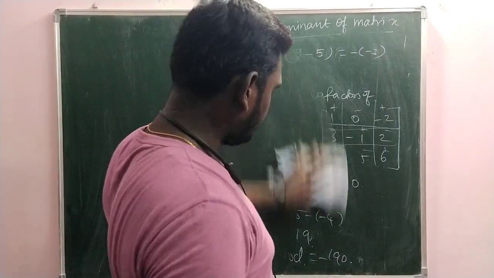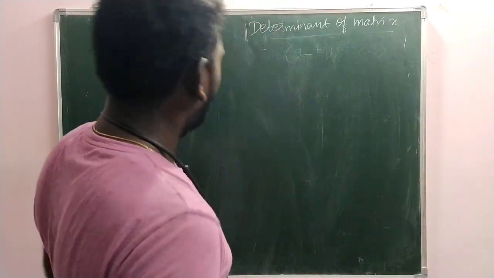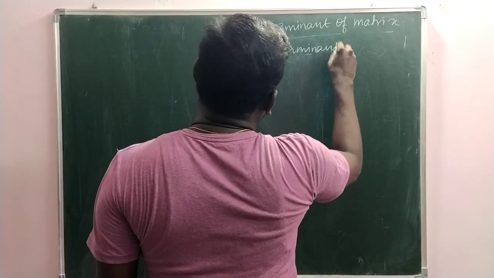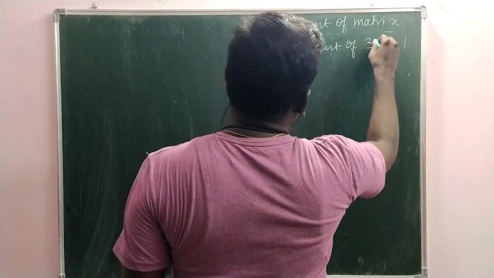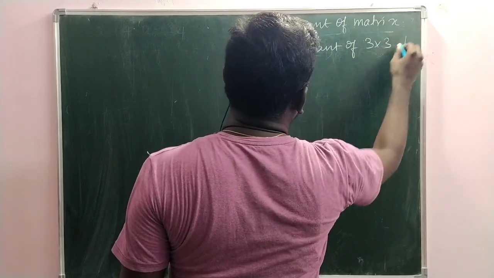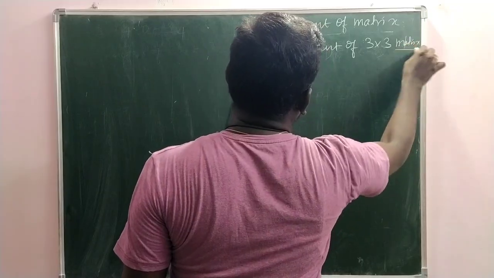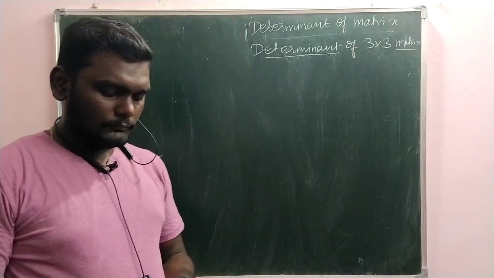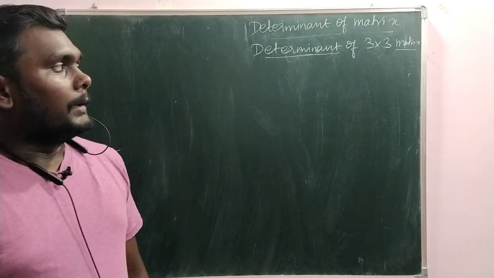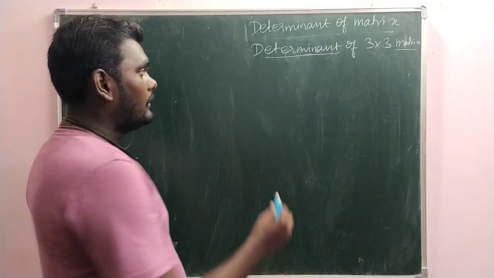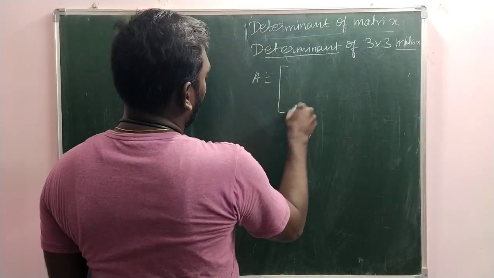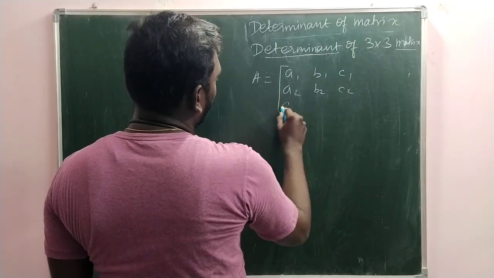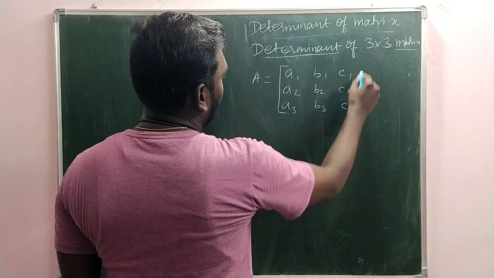Determinant value of a square matrix means 3 by 3. 2 by 2 we have already seen. Determinant of 3 by 3 matrix. Now determinant of 3 by 3 matrix means get a 3 by 3 matrix like we said already. This is A1, B1, C1, A2, B2, C2, A3, B3, C3.